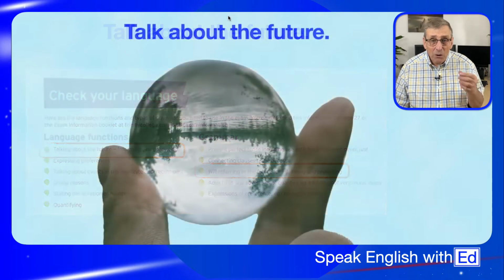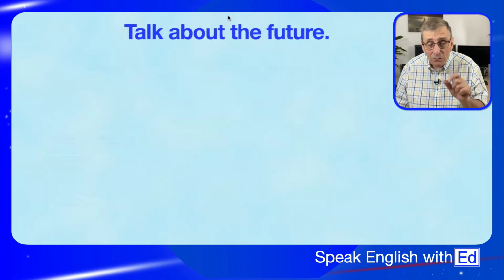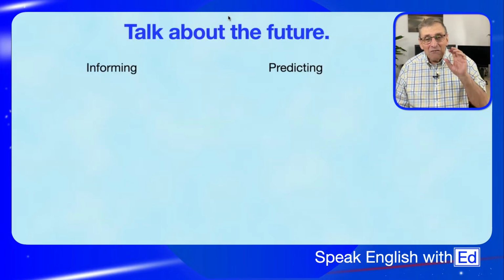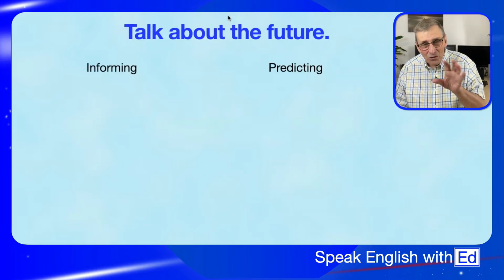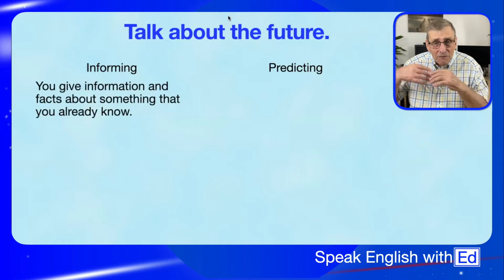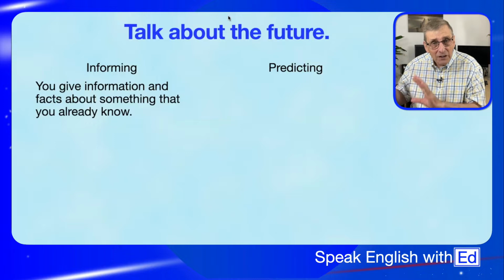Now, when we talk about predicting, I don't mean using one of them things. No, we mean informing and predicting. So what's the difference between informing and predicting? Well, when you inform somebody, you're giving them information about something that you know. You're passing on information that you already have.